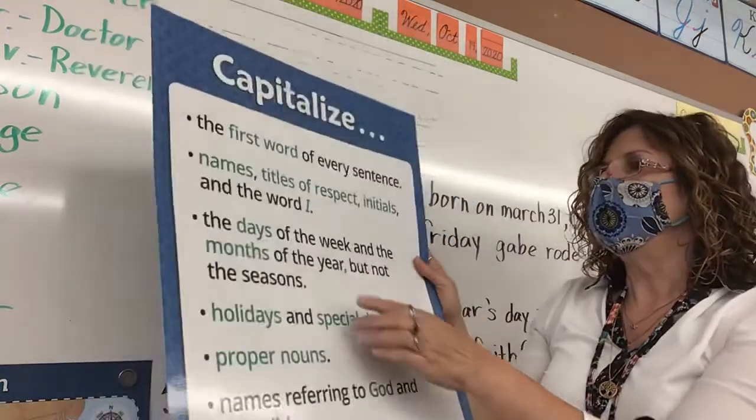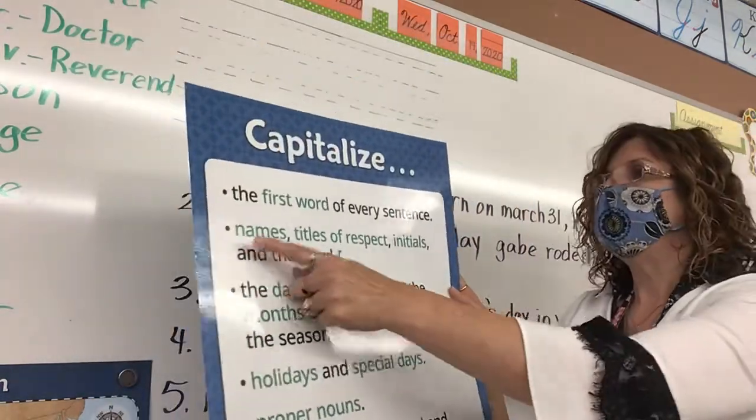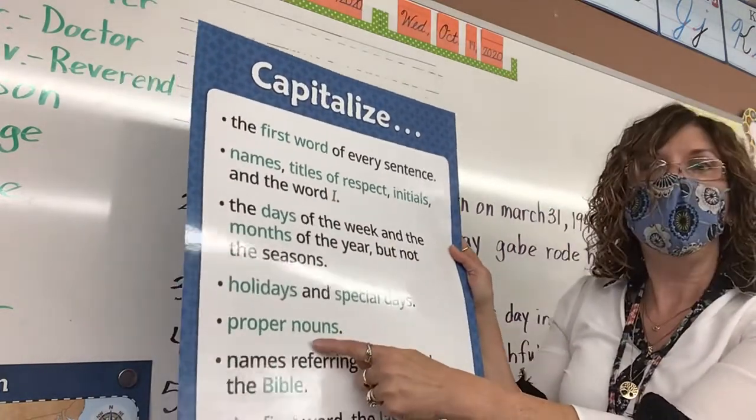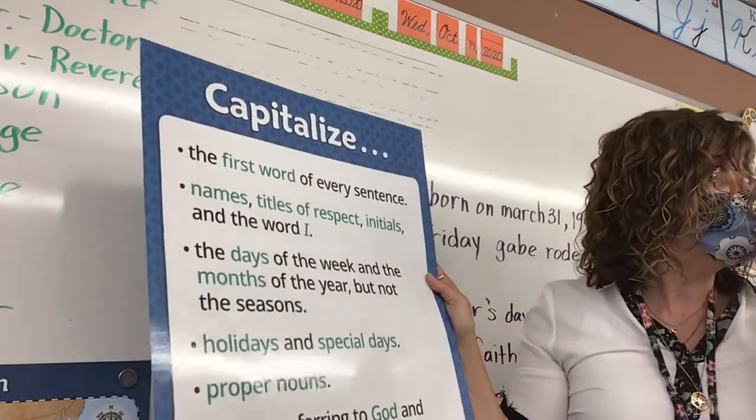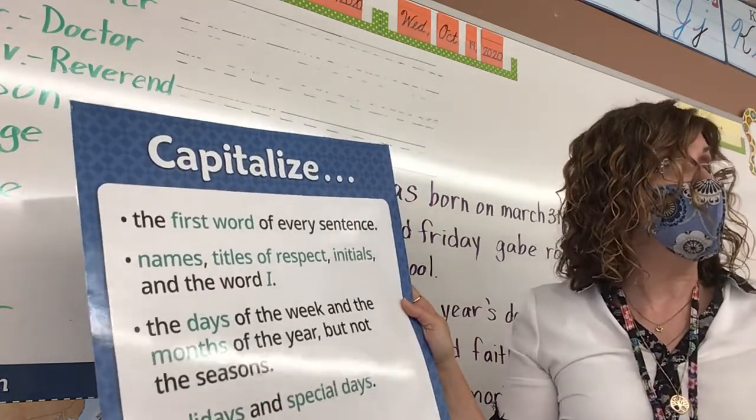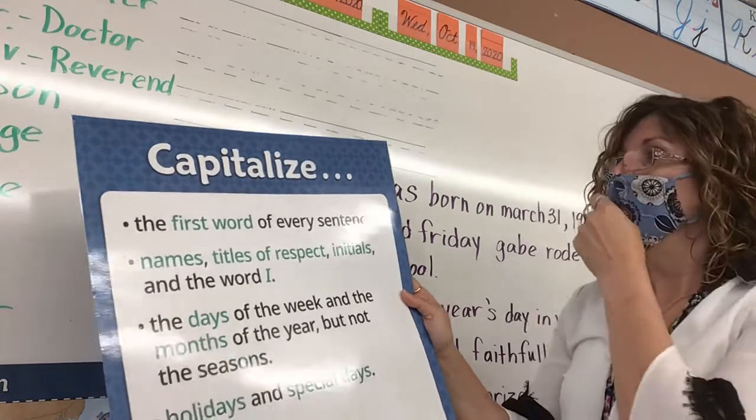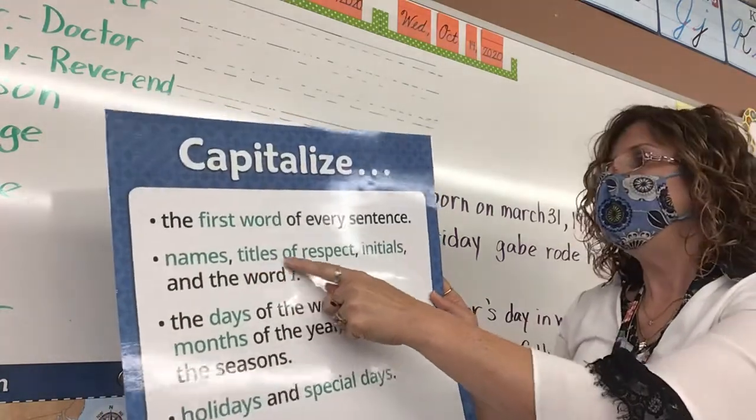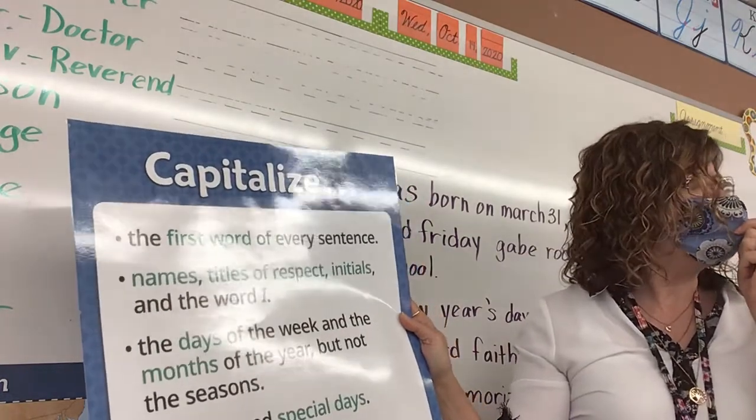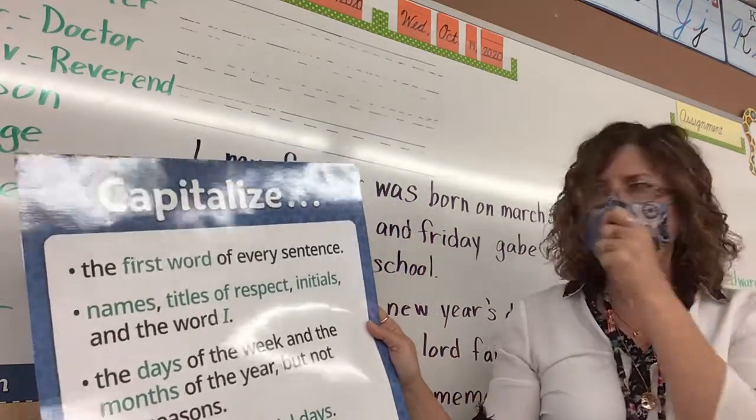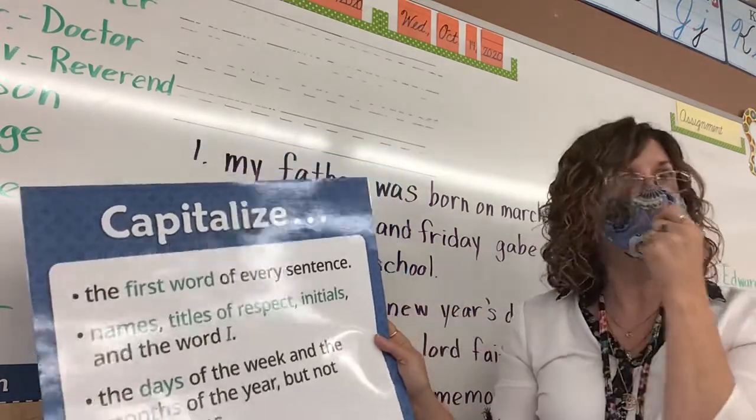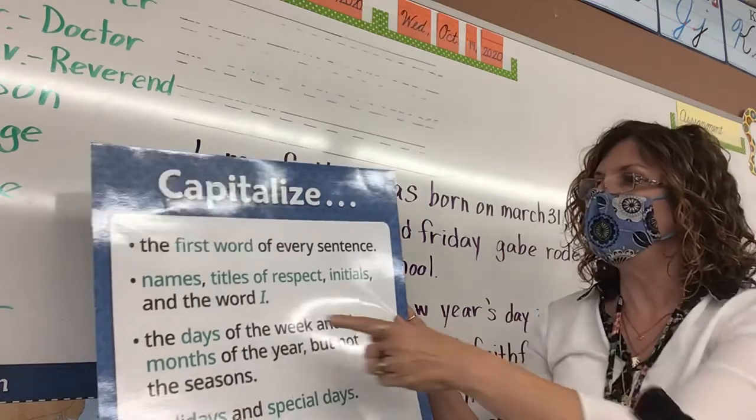So let's look at the new one for the day. It says capitalize names, which actually would fall under the category of proper nouns also, right? A name is a particular person, right? But it also says titles of respect. So we're going to find out today what are titles of respect. And then this says initials. And for those that don't know what initials are, we're going to learn that.